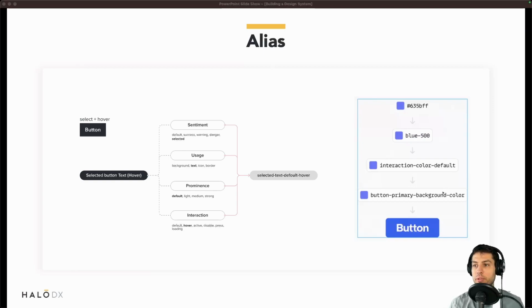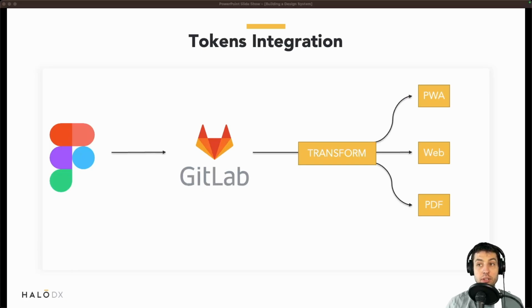For example, we can use sentiment, usage, prominence, interaction to name our tokens. For example, we can have selected text default hover. In order for the engineers to not have to go and manually update the tokens, a good idea is to find a way to automate the process.